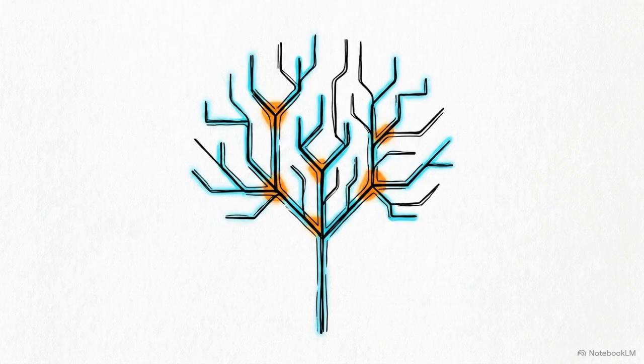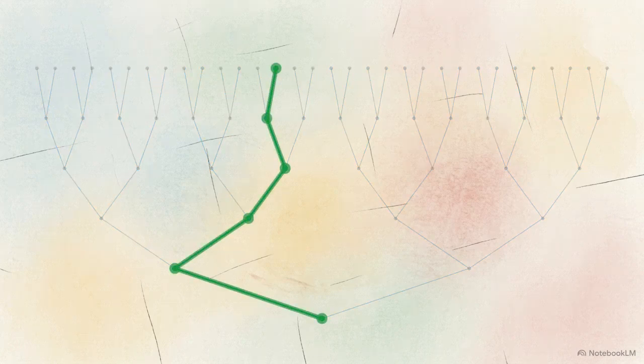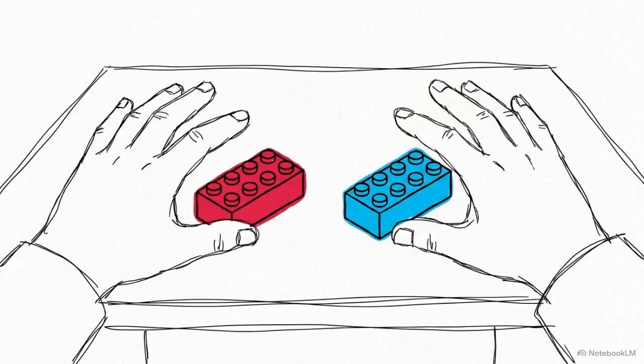Computer scientists deal with these overwhelming choices by using a strategy called branch and bound. It's a method for narrowing down the search, identifying which paths are worth your time and which ones can be safely ignored. To branch means to split the big problem into smaller, immediate choices, like deciding whether to start your tower with a red block or a blue one.